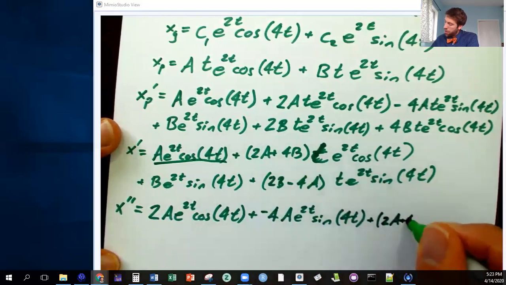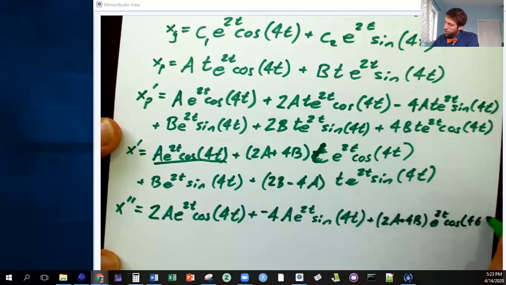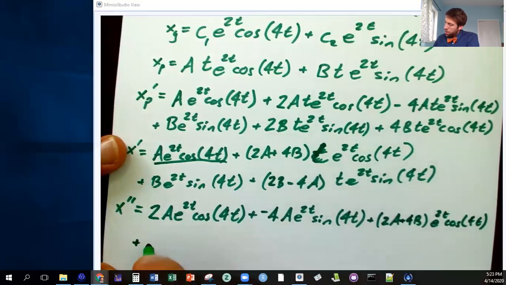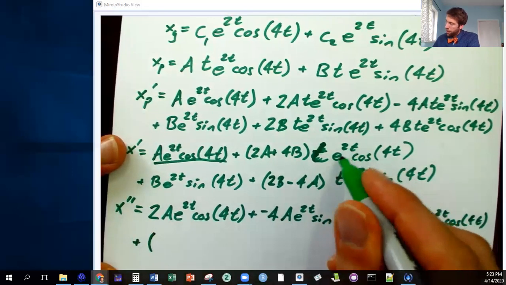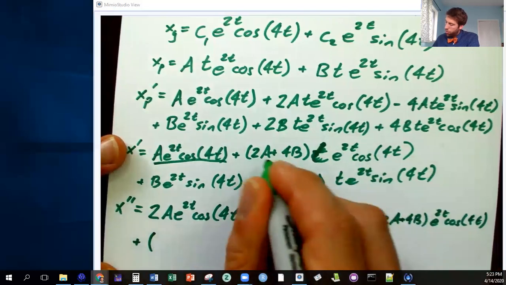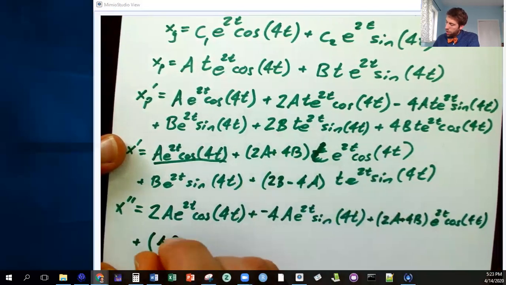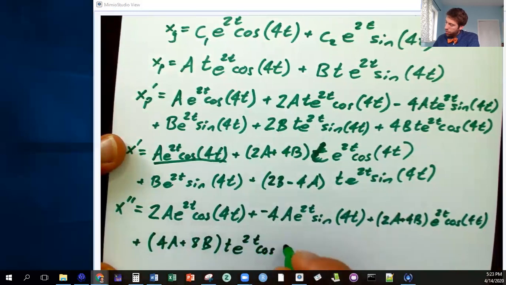2a plus 4b, take the derivative of t, e to the 2t cosine 4t. That's the first term. Plus, I'll take the derivative of e to the 2t next, so it just moves a 2 inside here. 4a plus 8b t e to the 2t cosine 4t.